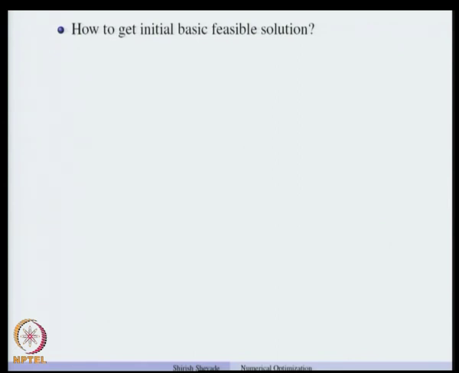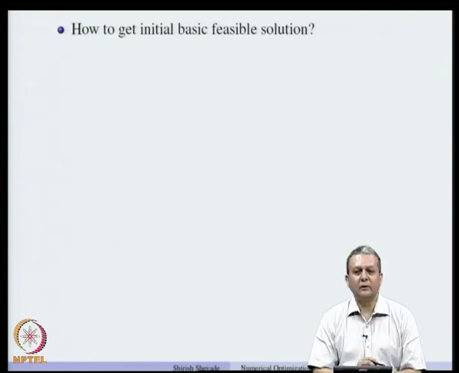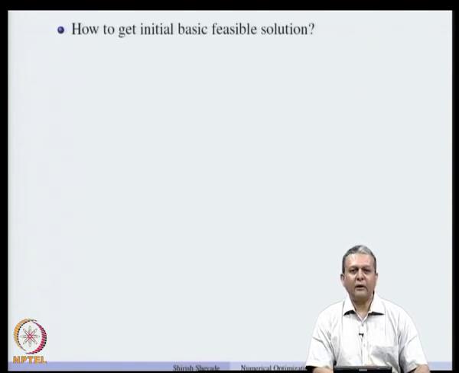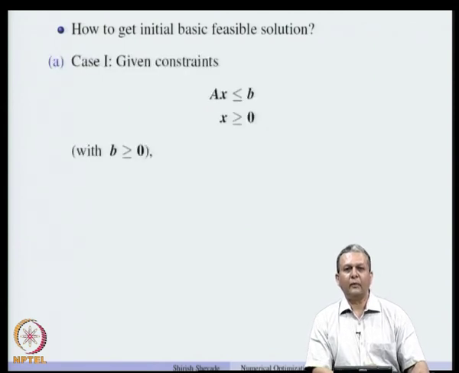Now, the third important question that we need to address is how to get an initial basic feasible solution. For some problems it may be easy to get this initial basic feasible solution, while for some problems, as we will see, we may have to solve another subproblem to get it. So, let us first see the easy case where the basic feasible solution can be determined quickly.